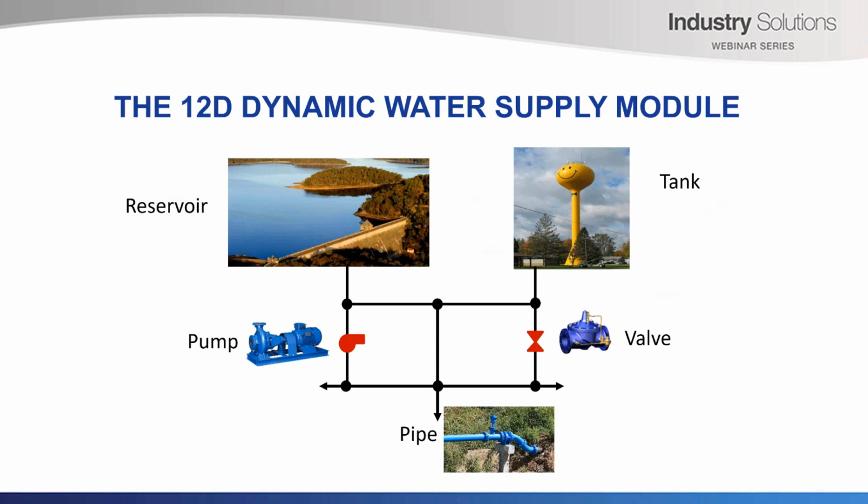So DWS is a 12D module that can, as I said, perform both static and dynamic analysis of fluids in a pressurised pipe network. Now typically that would be water, but you could also use it for any incompressible fluid like oil or petrol or liquid natural gas or whatever.